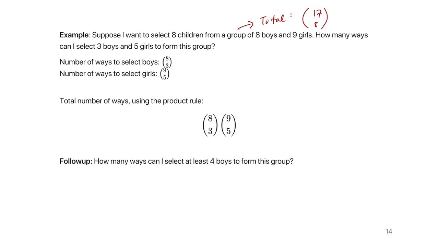5 girls? Well, the number of ways to select 3 boys is 8 choose 3, right? Because there's 8 of them. And the number of ways to select 5 girls is 9 choose 5. And then we just use the product rule, right? The number of ways we can choose the boys times the number of ways we can choose the girls. Those are independent of one another, and so we multiply. And so we're left with 8 choose 3 times 9 choose 5.